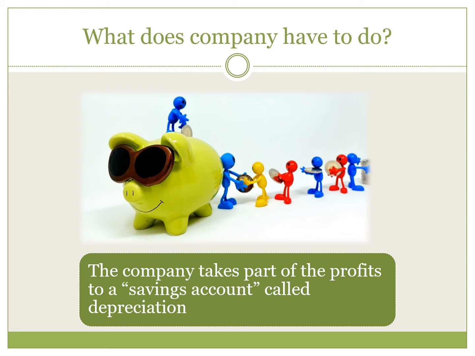So what does the company do in order to get ready to have the money to buy that new thing that it's going to need in, let's say, 5 years or 10 years or whenever? Well, the company takes part of the profits into a savings account, okay? And this savings account is what accountants call depreciation, okay? So this is how the company is preparing to buy the new thing in the future. They have a profit, they take part of the profit, they put it in the savings account, and this savings account is what we call the depreciation account.